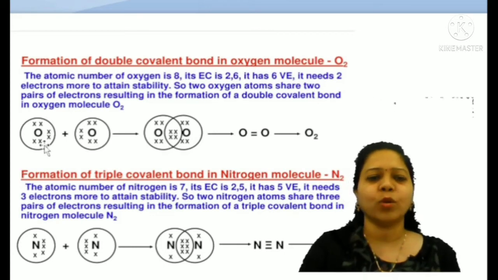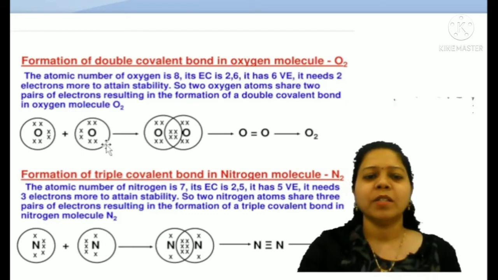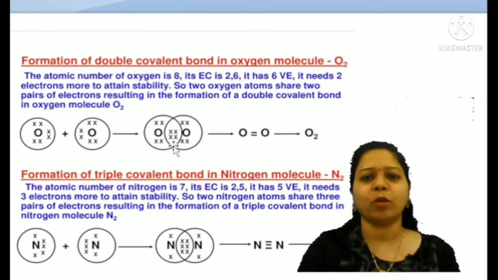This oxygen also decided to share 2 electrons, and this oxygen also decided to share 2 electrons, and that's why sharing here 4 electrons means it is 2 pairs of electrons, and sharing of 2 pairs of electrons forms a double covalent bond. That's why one oxygen combines with a second oxygen to form an oxygen molecule, and in between them the double covalent bond is formed.